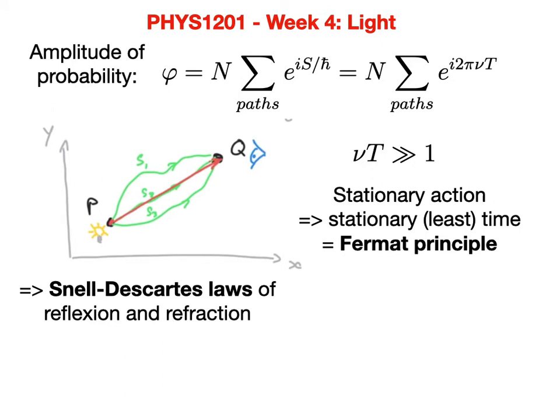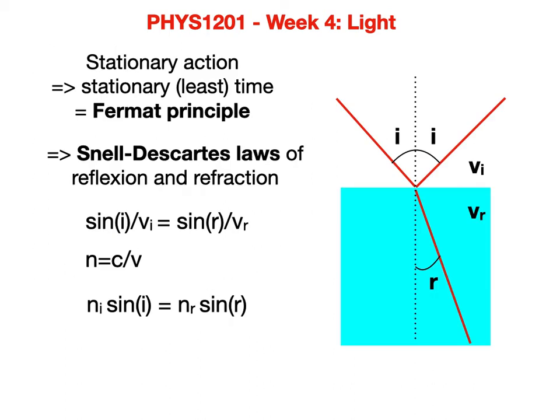So we then took the equivalent of the classical limit, which, because there is no h bar, we can't define as the action much greater than h bar. However, when we have the frequency nu times the propagation time much greater than 1, that's equivalent. And what we found is the stationary time or least time principle, which is the Fermat principle. From that, we could derive the Snell-Descartes equation for reflection and refraction.